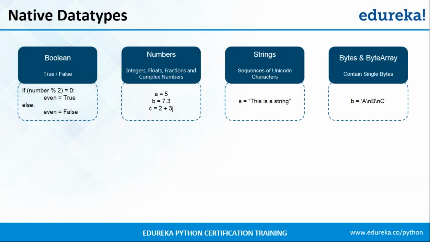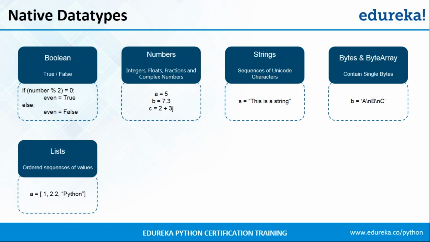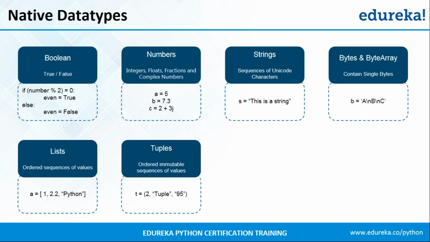Okay, so let's go ahead and take a look at the other data types. So now we have got lists. Now lists are just a list of values, and a list is defined with square brackets, and it can store any kind of values: integer, float, strings. It can be a list of any values. And tuples are also very similar to lists. The only difference is that once you have defined a tuple, you cannot change it.